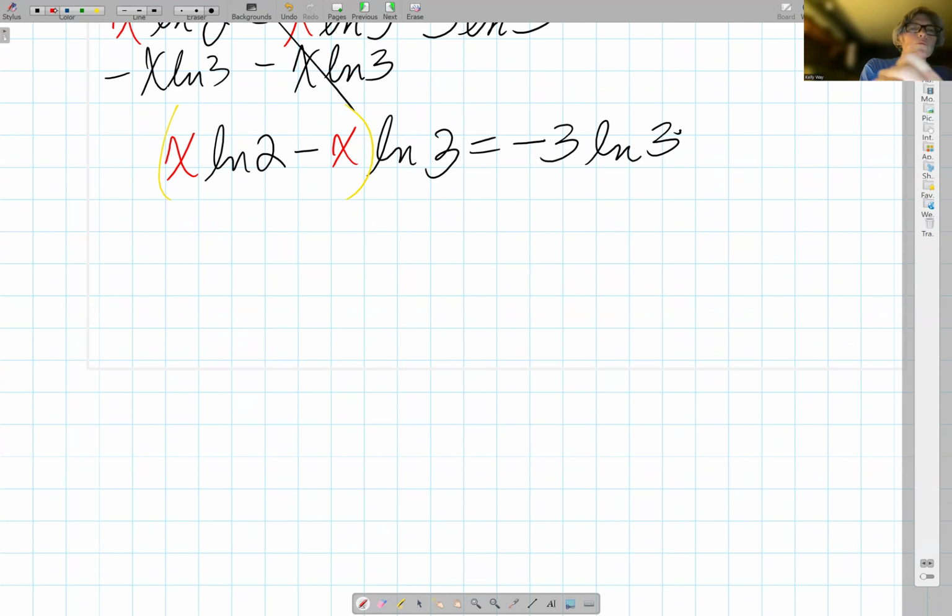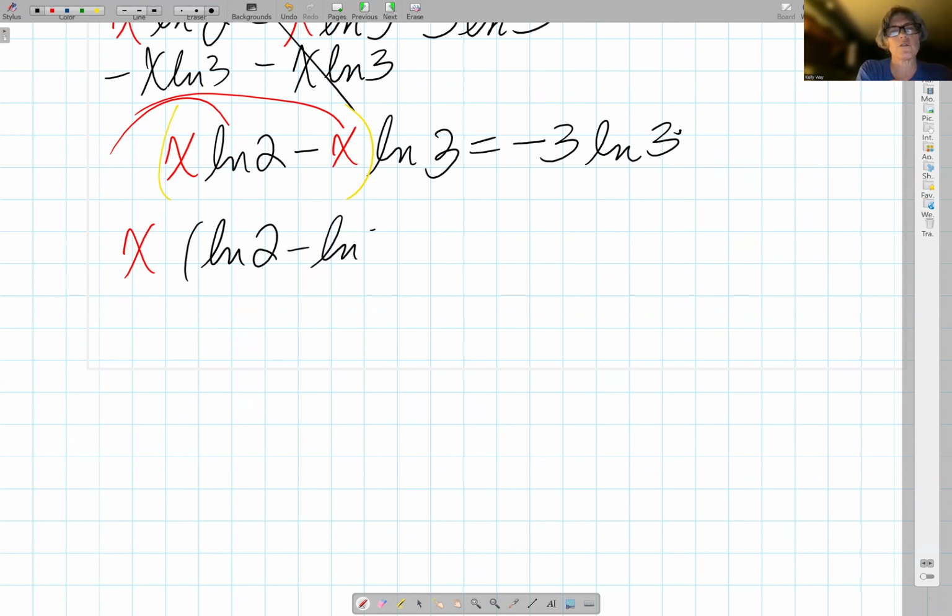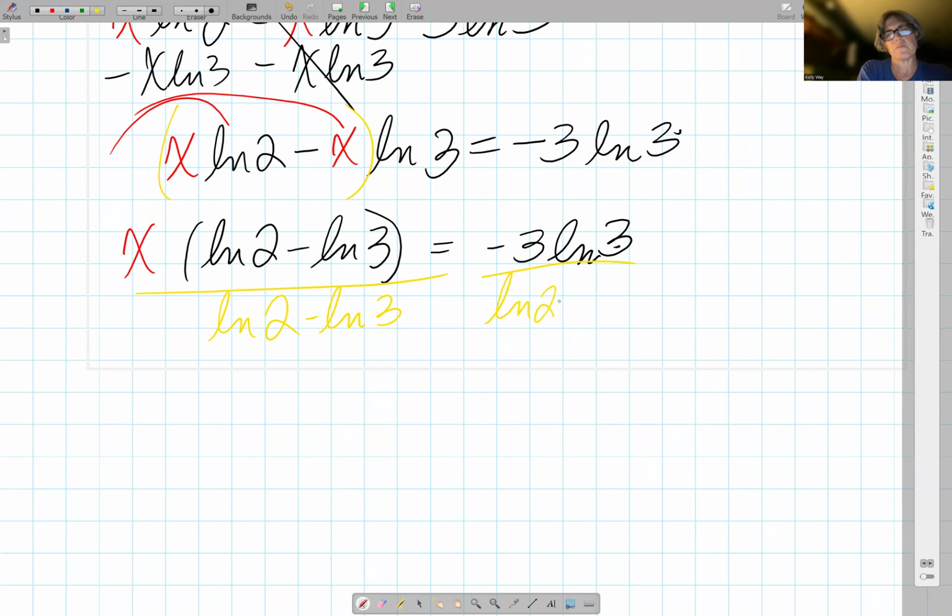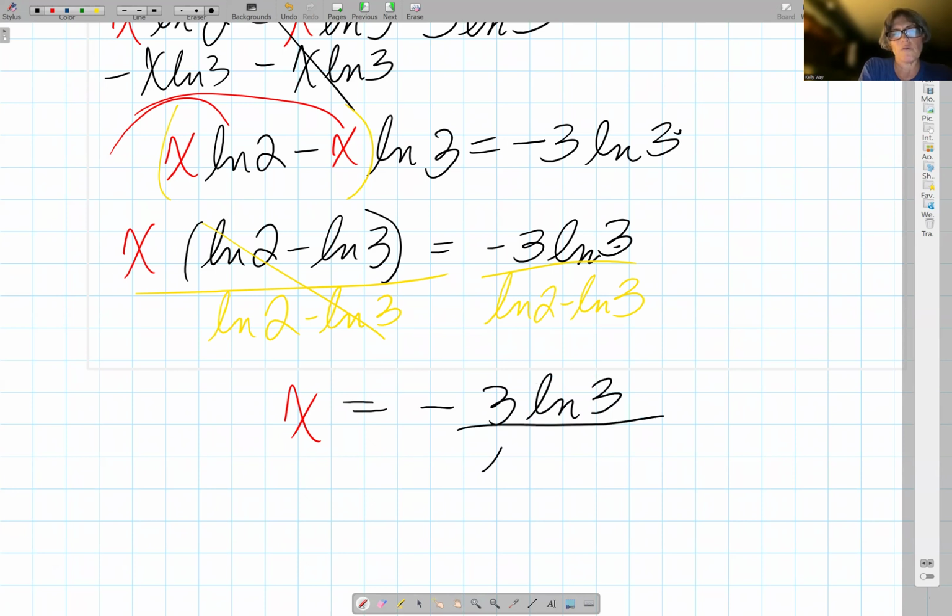So we're going to pull out x, backwards distributive, or undistribute, however you want to call that: ln 2 minus natural log 3 equals negative 3 natural log 3. Divide this single entity out. Just bring that negative before, so I have 3 natural log 3 over natural log 2 minus natural log 3. And again, this is the exact form.